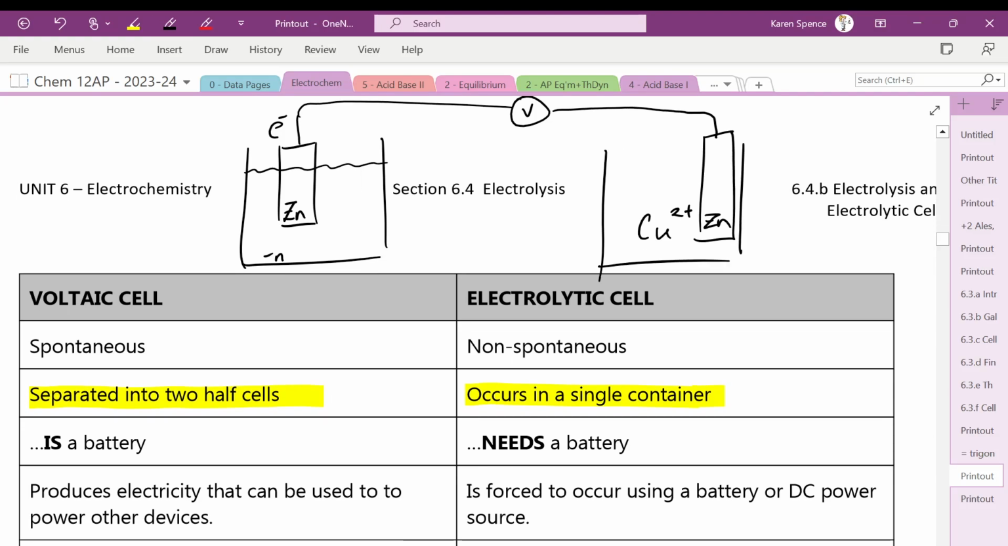So a voltaic cell is a battery. An electrolytic cell needs a battery, or a DC power source. Now, do you guys know what a power source is? It's a source of power, yes. Literally, it's kind of like a box that you plug into your outlet.